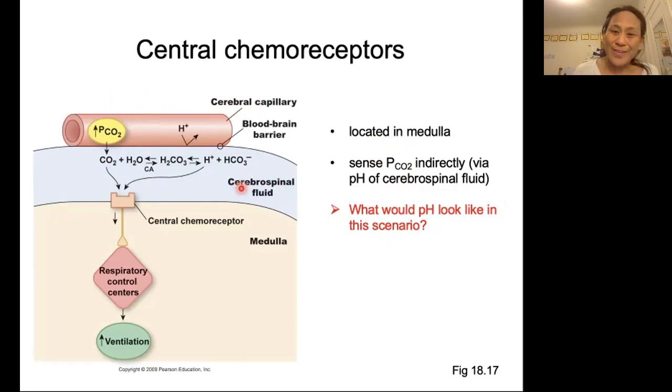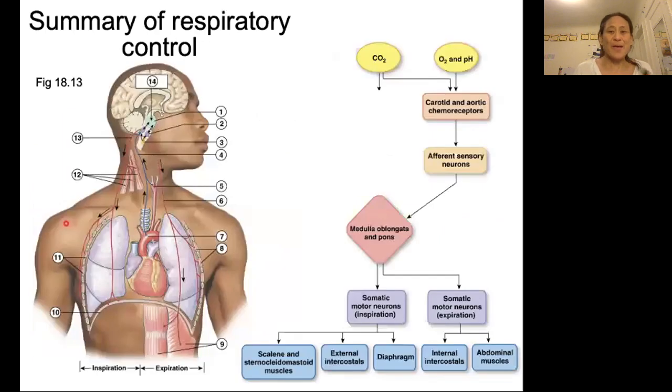Okay, so hopefully you figured out as CO2 goes up, we're going to favor the formation of more hydrogen ion. That's going to make our pH go down. Okay. And that is the stimulus that is detected by our central chemoreceptor. Okay. So that's basically it in terms of what I'm going to tell you about these chemoreceptors.